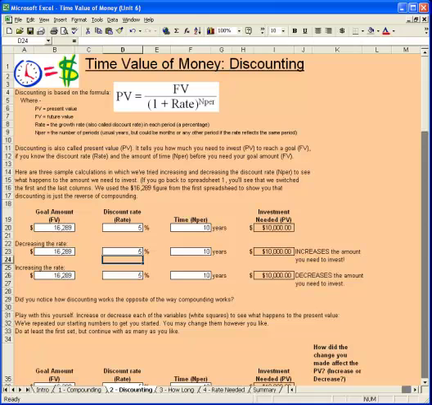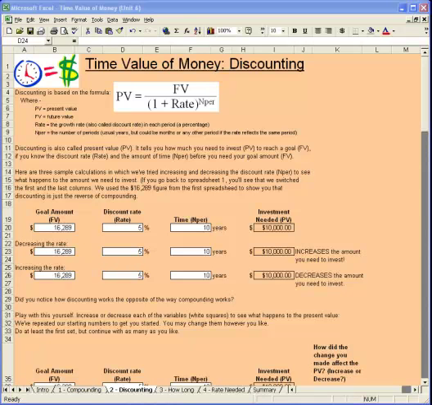Welcome back to the discounting segment. I hope the spreadsheet worked for you. The compounding calculation is the foundation for everything we will be talking about from here on out. This section deals with discounting.